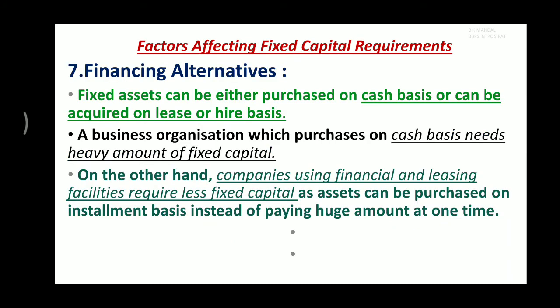Then seventh is the financing alternatives. What type of financing alternatives are available? Fixed assets can be purchased either on cash basis or can be acquired on lease or hire basis. Sometimes we have to purchase in cash, but sometimes assets are available on lease or hire basis. Hire basis means payments are made in installments, and sometimes the whole plant is taken on lease.